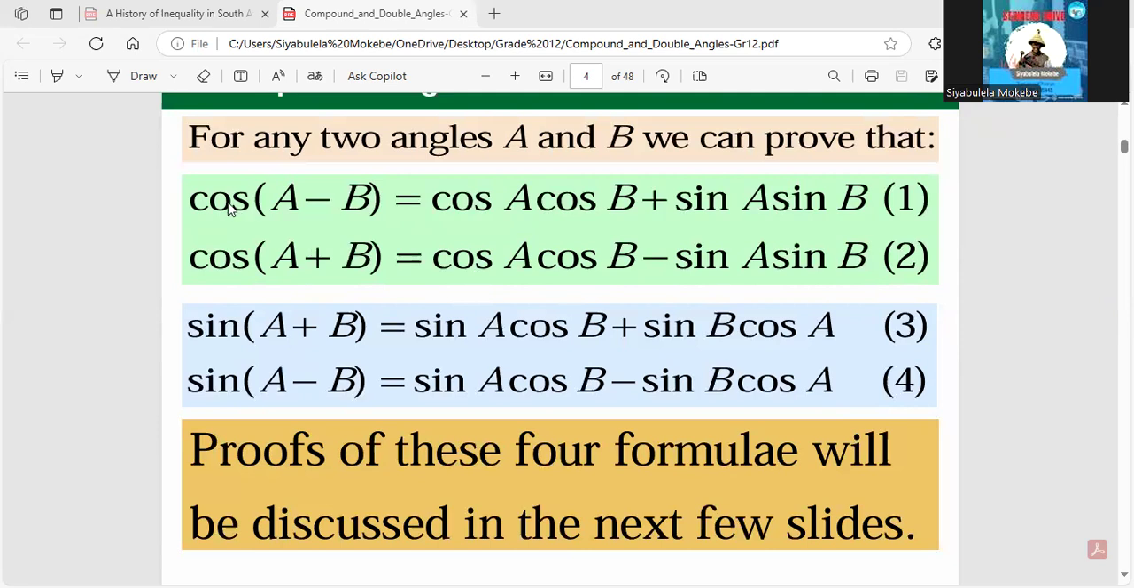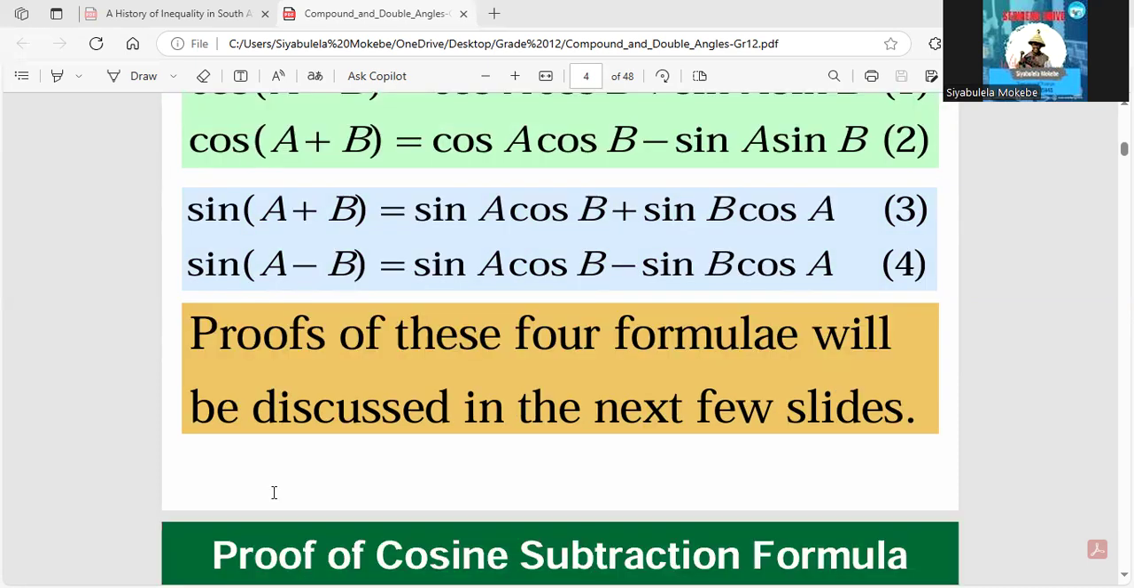Notice, guys, that whenever we're using cos, if there's a minus between two angles, when you expand, you're going to put a plus. If it's a plus, when you expand, it's a minus, and that works for cos. For sin, if it's positive, it's positive. If it's negative, it's negative. So sin(A plus B) is sin A cos B plus sin B cos A, and sin(A minus B) is sin A cos B minus sin B cos A. Right. So let's look at proofs.